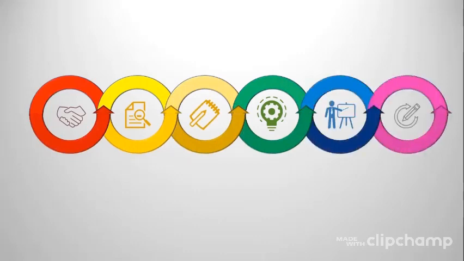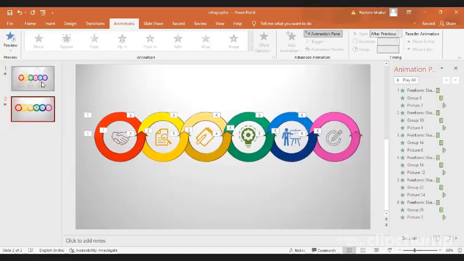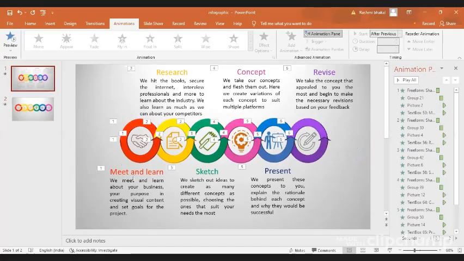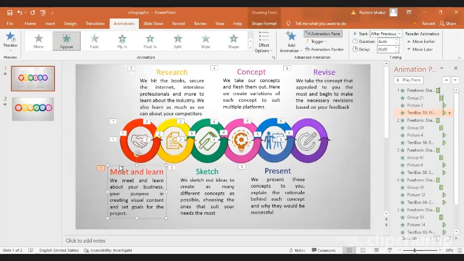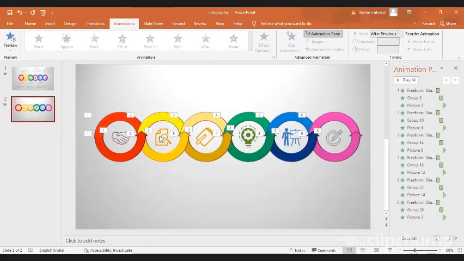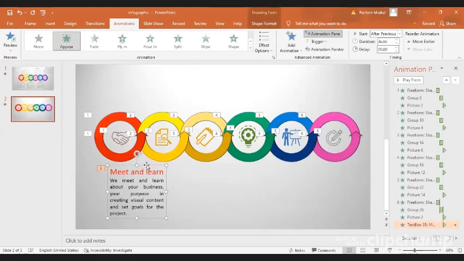Perfect. Now similarly, I'm going to add the text box. So here I'm just going to copy it from here. So here is a text box. I'm going to copy it by pressing Ctrl C and I'll press Ctrl V to make the exact copy.